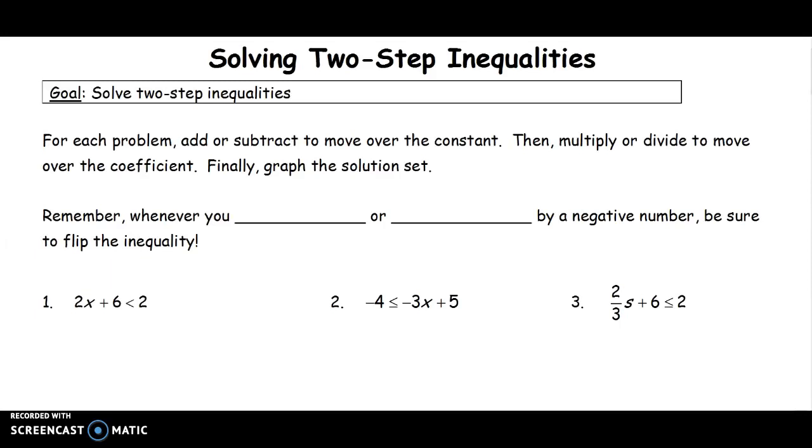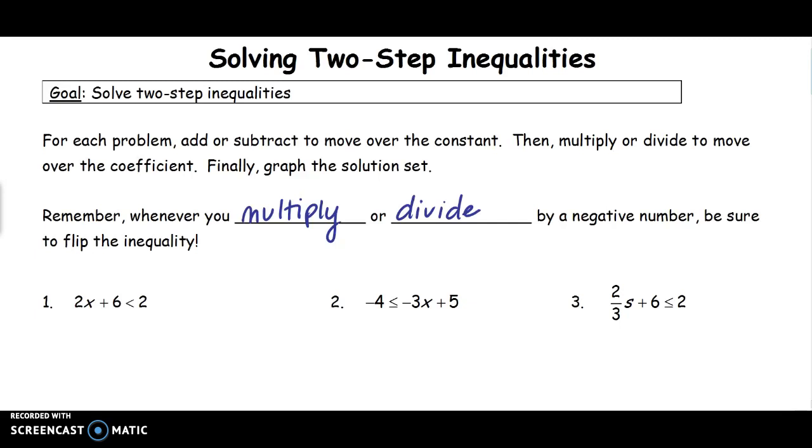Yesterday we talked about solving one-step equations or inequalities. Today it's going to be two steps, so they're going to be a little bit more difficult problems. The one thing we need to remember is that whenever you multiply or divide by a negative number, you must flip the inequality symbol.